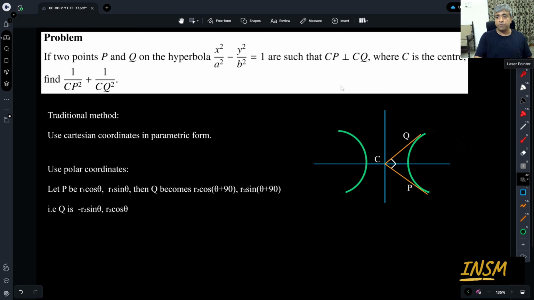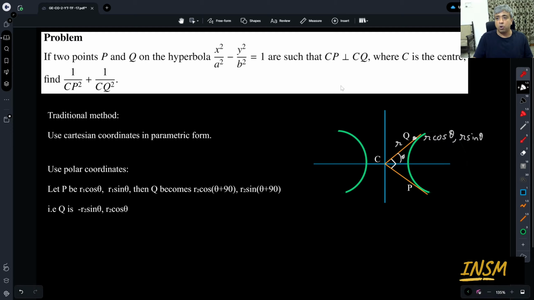Now, for those of you who are not aware of polar coordinates, the basic idea is: for the x-coordinate of any point, if its distance from origin is r and it is making, say, angle theta, its x-coordinate would be r cos theta, and y-coordinate would be r sin theta. So r represents the distance from the origin and theta represents the angle the line joining that point and origin makes with the positive x-axis.